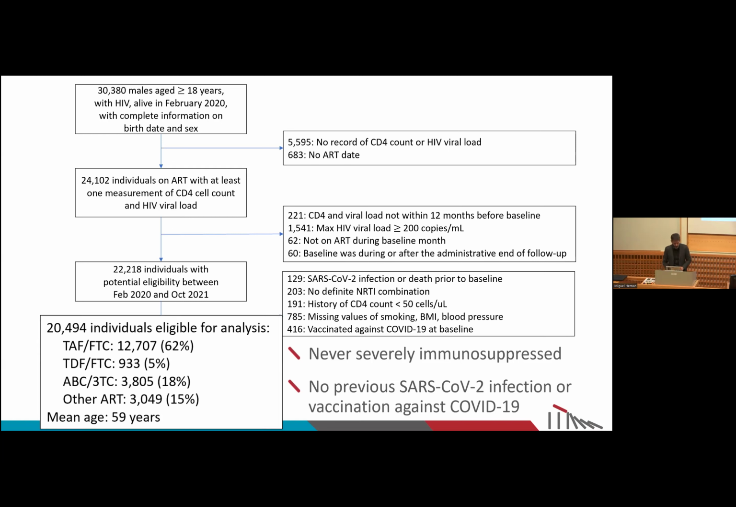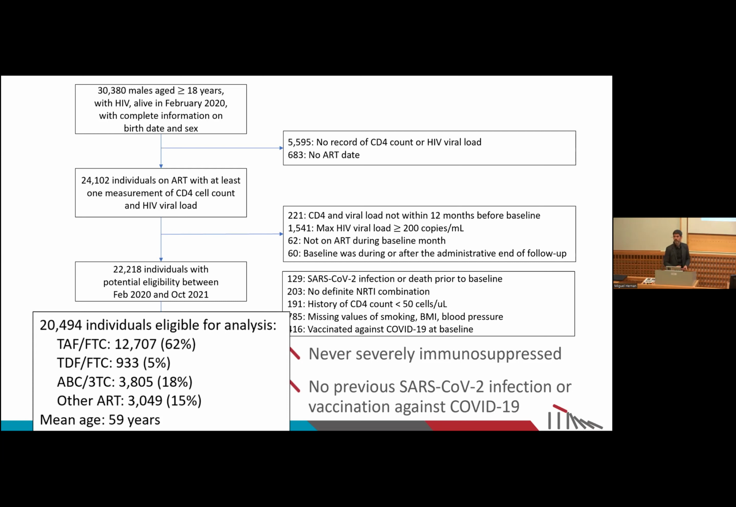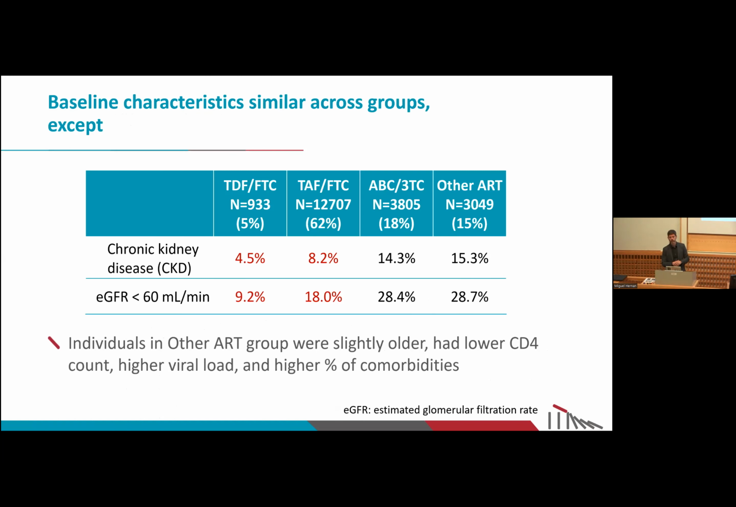So we ended up with about 20,000 people with HIV. Only 5% were in the TDF arm because, as I said, many healthcare systems and hospitals are moving from TDF to TAF now. We also found that people in the TDF arm had a lower percentage of renal disease, 4.5% versus 8.8% in TAF. In this study, we even have information on the GFR, so we could adjust for chronic conditions very well. We could even exclude people with chronic conditions.